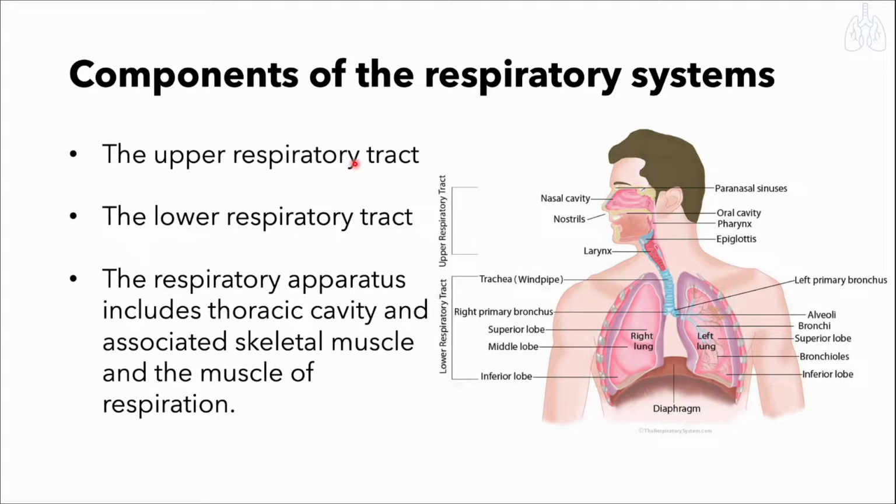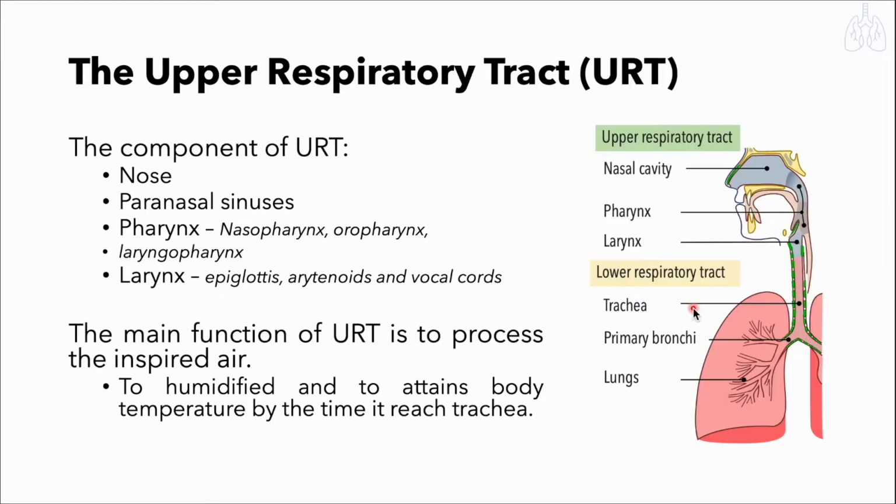Number one is the upper respiratory tract. You have the nasal cavity, the nostrils, larynx, and whatnot. The second one is the lower respiratory tract. And you will also have the respiratory apparatus. So what is the respiratory apparatus? The thoracic cavity, the skeleton, and the associated skeletal muscles. You also have smooth muscles on your bronchi that provide the bronchial tone. All of these are associated muscles that help in the breathing process.